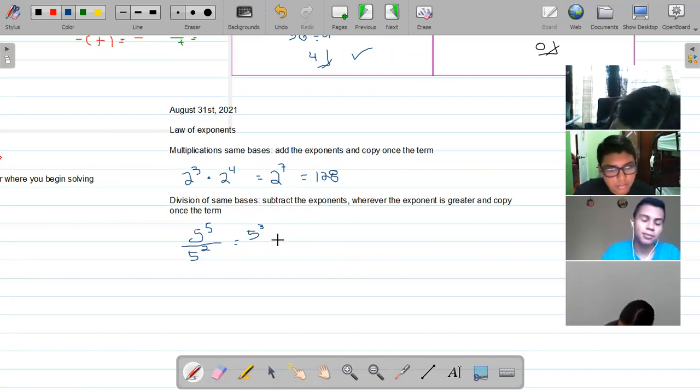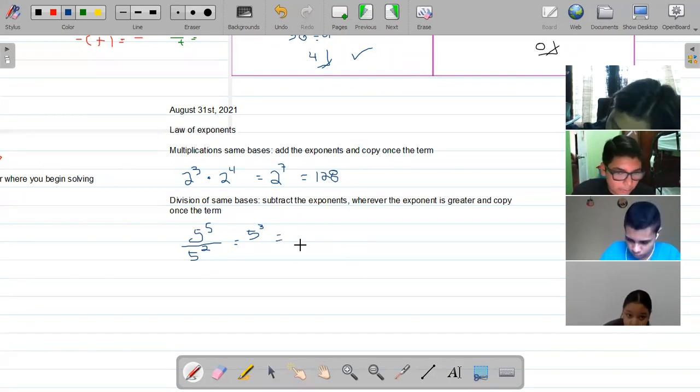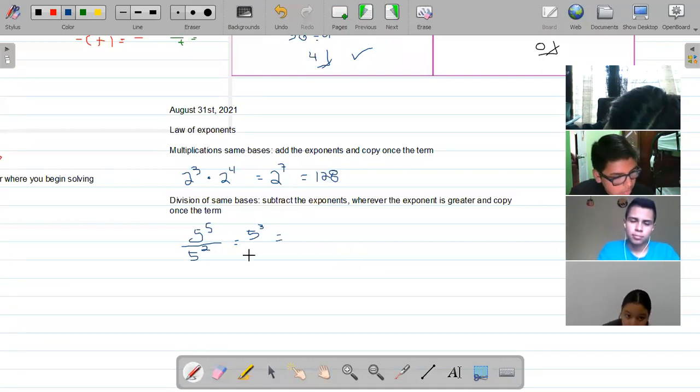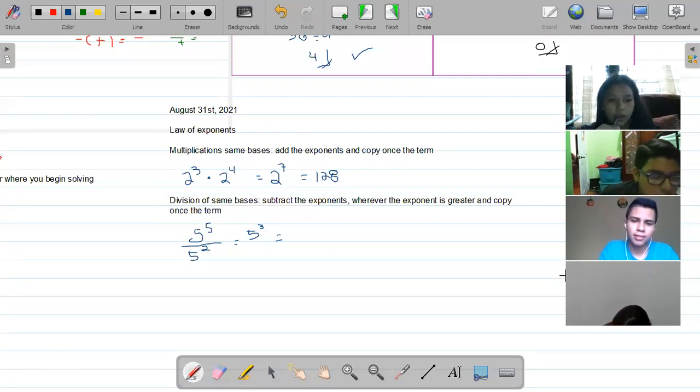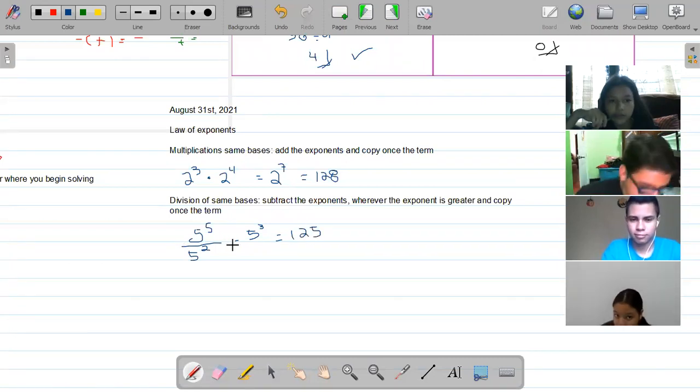This is the exponential form. Now the extended form will be the multiplication of 5 3 times. Not 5 times 3. It's not 15. It is 5 multiplied 3 times. How much is that? 125. Perfect.